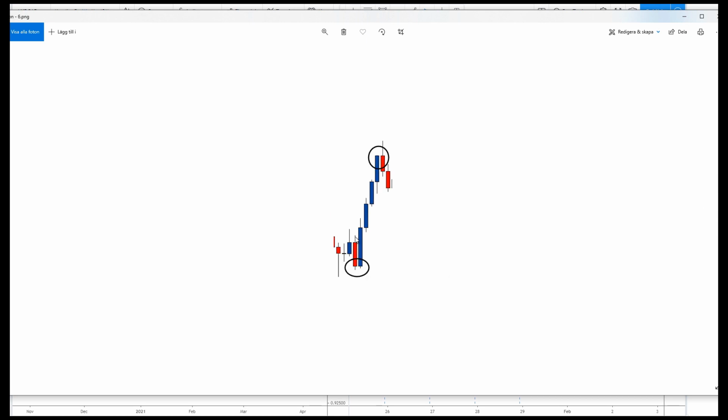Same in here, price is coming down, very bearish candle action followed by a very strong upward move. Those are usually very great levels to be trading around. Same in here, very bullish followed by very bearish.